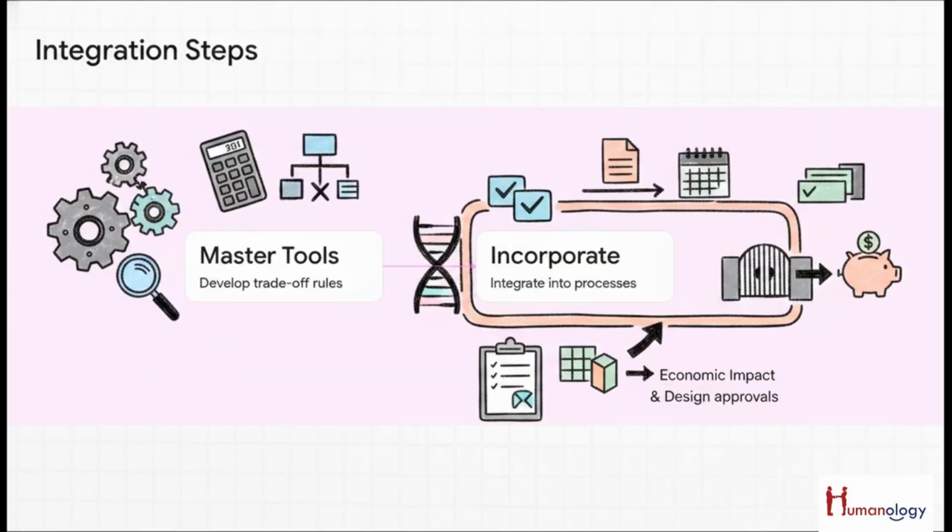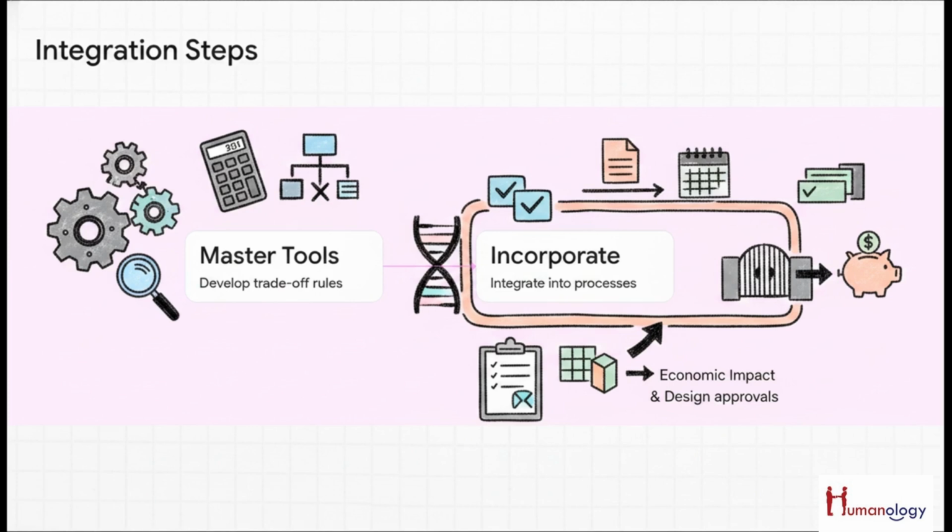Let's see how this builds into our final section, part 5, integrating into business processes. All these brilliant economic concepts we've talked about are utterly useless if they just live in some forgotten PDF. Step 1 is mastering the tools and trade-off rules, but step 2, that's the real game changer. Incorporate these tools directly into your existing business processes. You have to weave these economic check-ins right into your sprint planning, your phase gate reviews, and your budget approvals. Basically, embed them into your company's DNA.